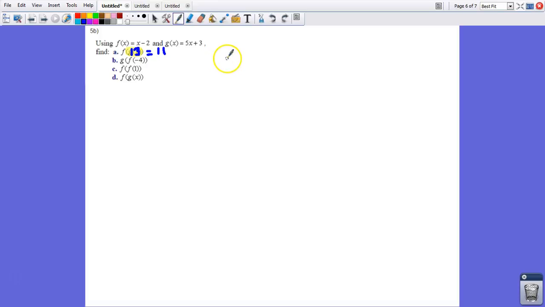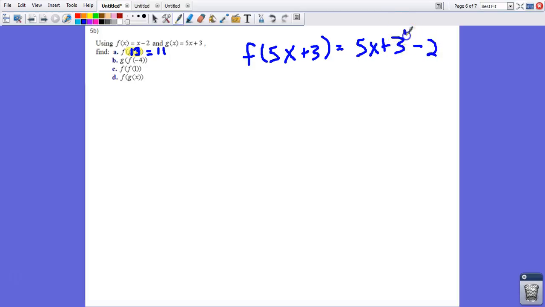f of g of x, no numbers, oh no. Well, I already know what g of x is, 5x plus 3, right? So that means I want f of 5x plus 3, which just means instead of x, I put 5x plus 3 minus 2, okay? And you can put that in parentheses, but since you don't have anything multiplying the parentheses or being squared, you can always just simplify that to 5x, and then positive 3 minus 2 is plus 1.